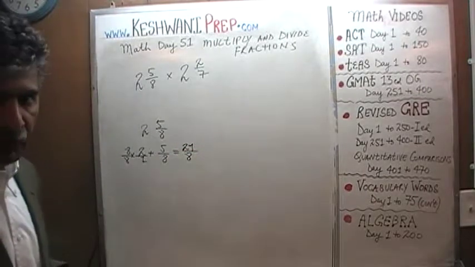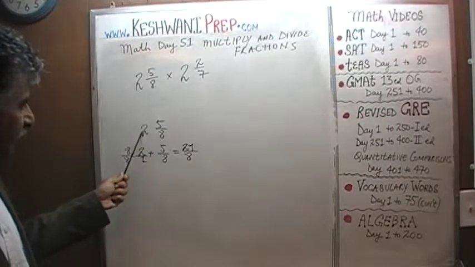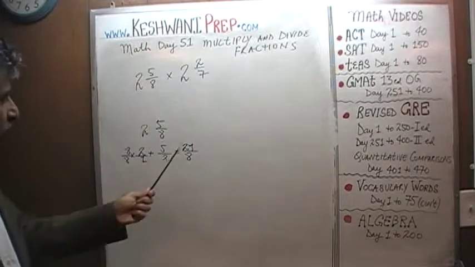And of course, the quicker way would have been to simply multiply 8 times 2, which is 16. 16 plus 5 is 21. But that's where it's coming from. So it's 21 over 8.